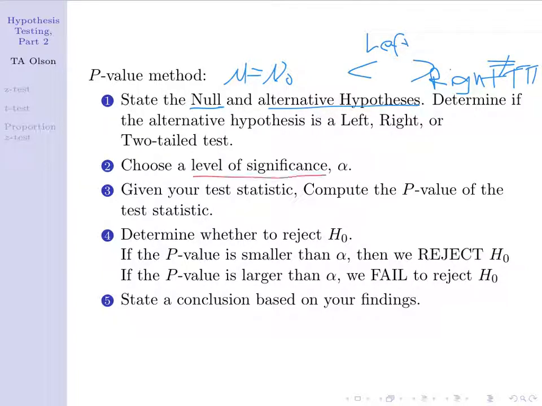We're going to have some level of significance alpha, and that's going to be the boundary upon which we're going to compare our p-value, right? Given our test statistic or test data, we're going to compute our p-value, and we'll use the p-value compared to the alpha value to determine whether or not to reject our null hypothesis. If the p-value is smaller than the alpha, then we will reject the null hypothesis. If the p-value is larger than alpha, we will fail to reject the null hypothesis. Right? We never accept the null hypothesis.